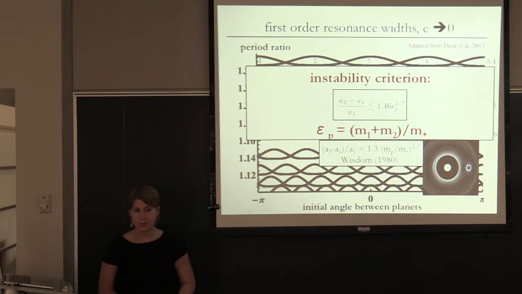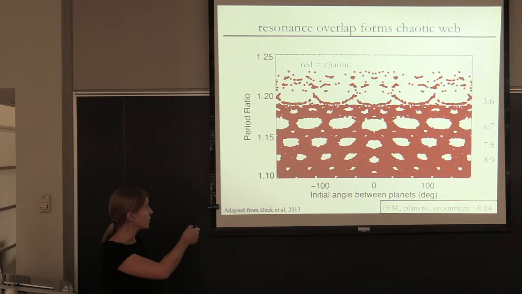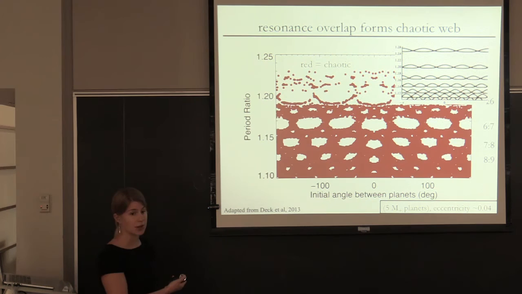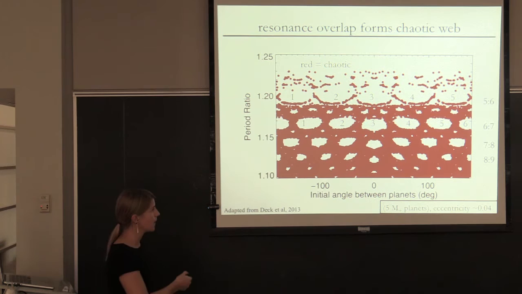Makes sense. These are some numerical results now, showing in red the location of chaotic orbits on the same panel of initial conditions, period ratio and initial angle between the planets. These are now for slightly eccentric orbits. What you can see is that the structure is reminiscent of, and essentially very strongly dominated by, the resonance structure that I spoke of earlier. So near the 5 to 6, there's five of these islands. For the 6 to 7, there's six of them, and so on. And then you can see that here, they're overlapping nearly completely, and so the phase space looks almost entirely chaotic.